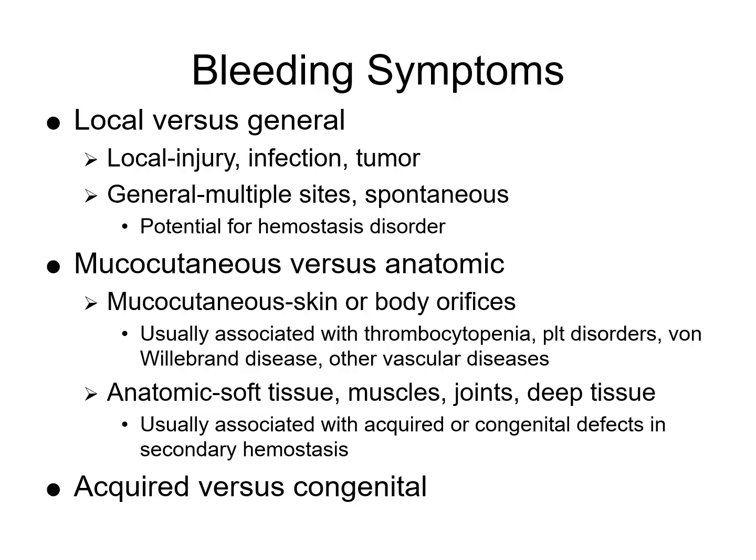So in summary, local versus generalized will help differentiate mechanical versus systemic causes, whereas mucocutaneous and anatomic bleeding localizes the defect to primary platelet or secondary coagulation hemostasis. Acquired versus congenital will help guide further investigation and management, so understanding bleeding patterns is pretty crucial for effective diagnosis and treatment.